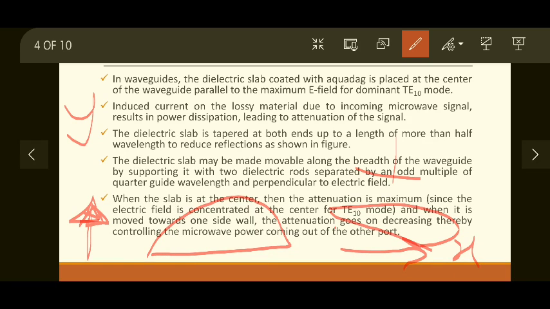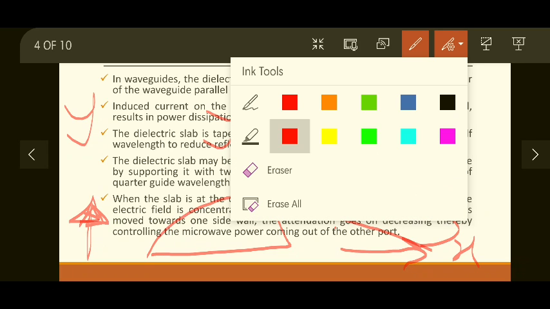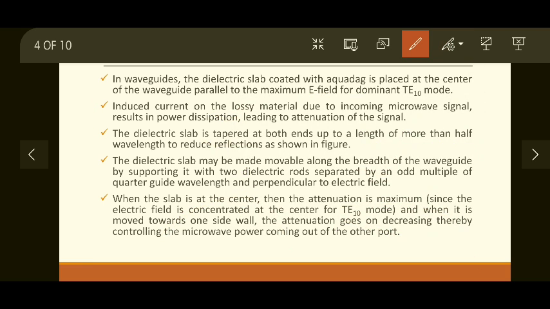Since it should be parallel, the height of the dielectric slab should be in the y direction. Okay, so that is the meaning of that first statement. The induced current on the lossy material due to the incoming microwave signal results in a power dissipation leading to attenuation. Similar to the coaxial line, the current induced in the lossy material will lead to attenuation because there will be a power absorption in the dielectric slab.